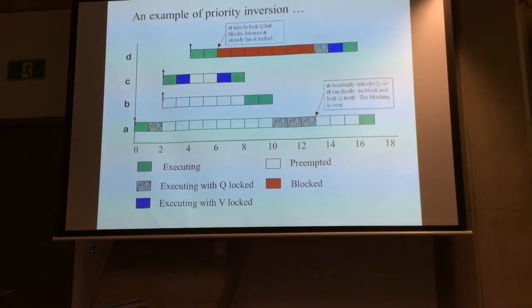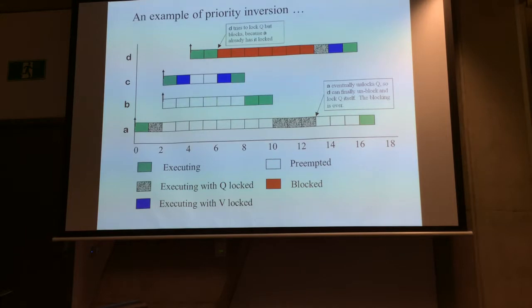At t equals 6, task D wants the resource that the lowest priority task A has got. And there's no way for it to get that resource. It's got to wait until task A does the signal operation on the semaphore and releases it. So there's nothing that the higher priority task D can do. It can't just go and snatch that resource. It's got to wait for it.